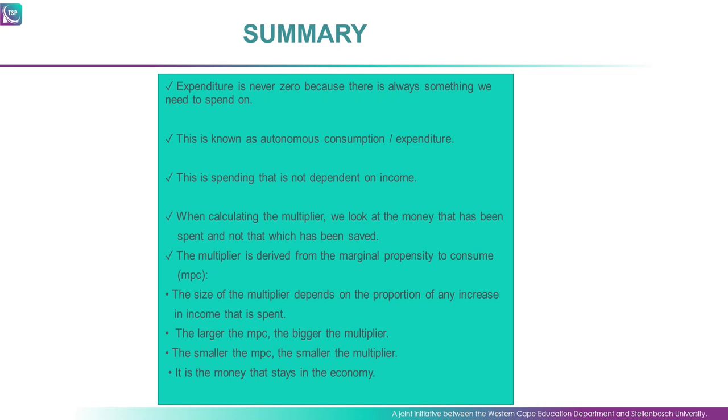Now, I always say to my grade 12s that the relationship between the multiplier and the MPC is that if the MPC is larger, then definitely the value of the multiplier will also be bigger. If the MPC is small, then the value of the multiplier will also be small. So that's the relationship. It's a positive relationship. A bigger MPC would be 0.9 and a smaller MPC would be 0.1. Now, it is the money that stays within the economy. Remember, it needs to change hands within the borders of our country and not move to other countries.